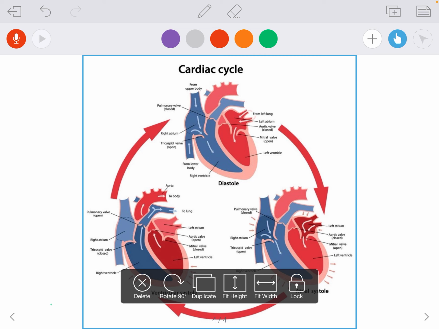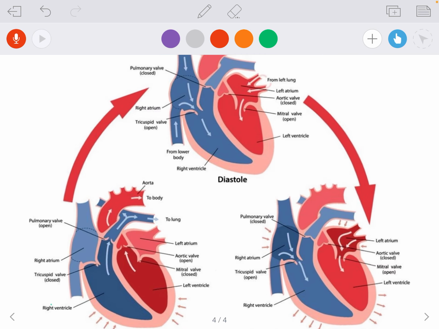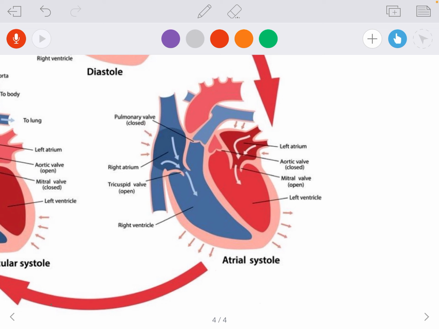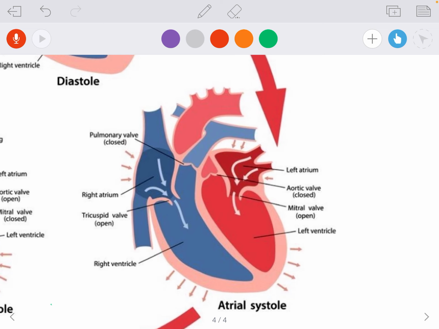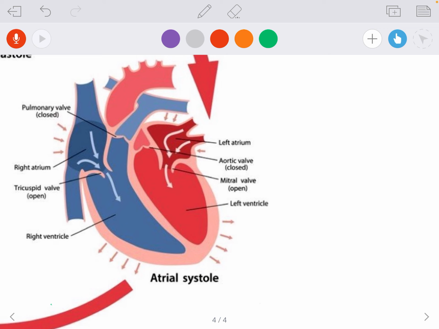Okay, so now we have the cardiac cycle. Since it's a cycle, you can start from any part, but it's better to start with what? With atrial systole. The blood is supplied to the heart through veins. What veins? Superior vena cava, right? This one. Inferior vena cava, and also pulmonary veins. These two are pulmonary veins.